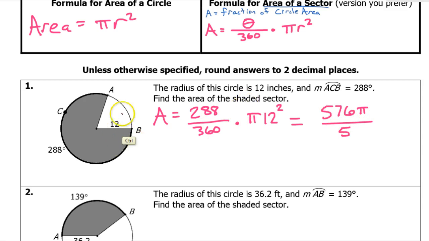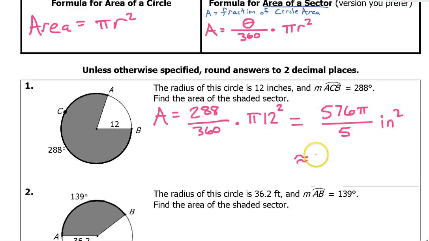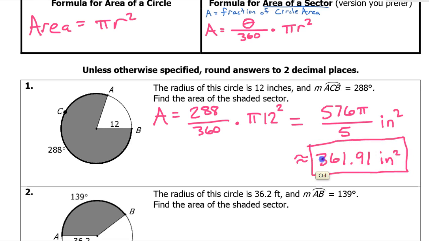By the way, the units, they're talking inches. So since this is area, we will say inches squared. Now that will be approximately equal to, let's toggle it out, 361.91. So that is the answer to problem number 1.